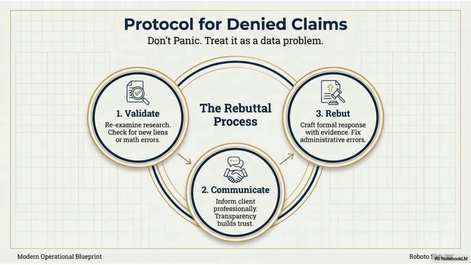Step 3. Rebut. Craft a formal response with supporting evidence. Fix any administrative errors, provide documentation for liens you accounted for, and present a clear argument. Many denials are administrative oversights or miscommunications that can be corrected with a well-documented rebuttal. This is where your professionalism and attention to detail separate you from amateurs.